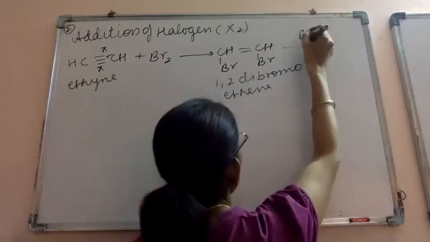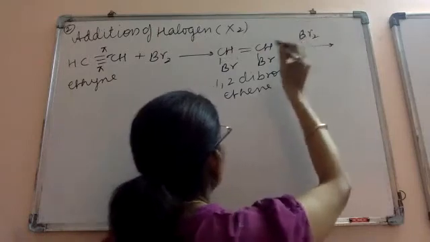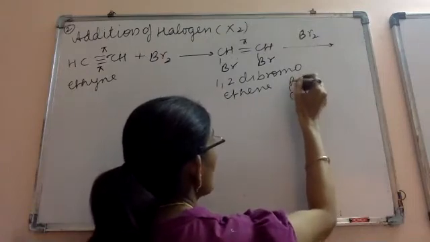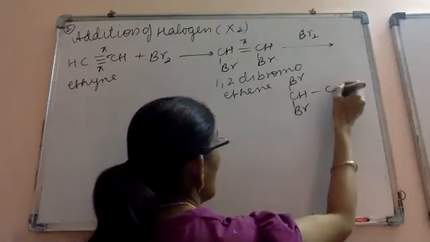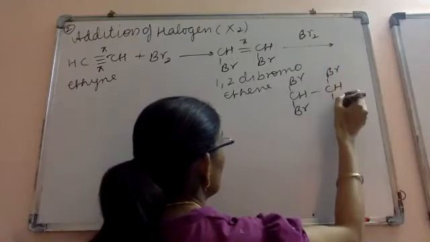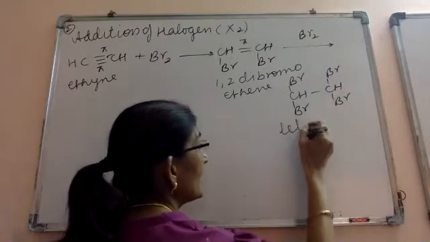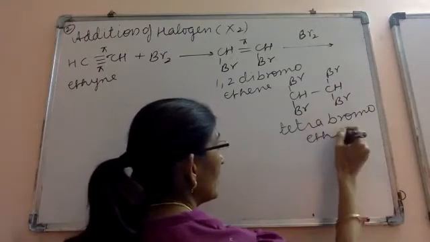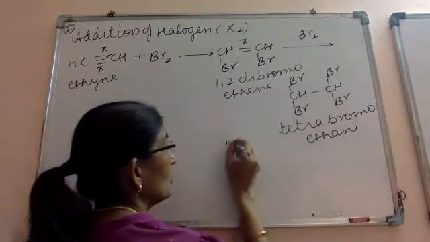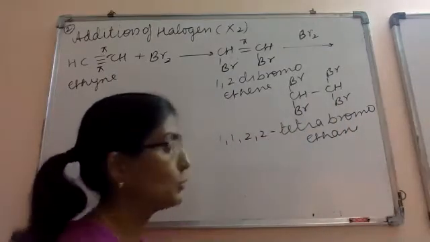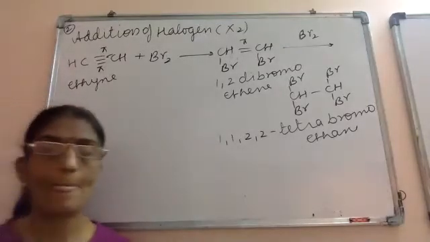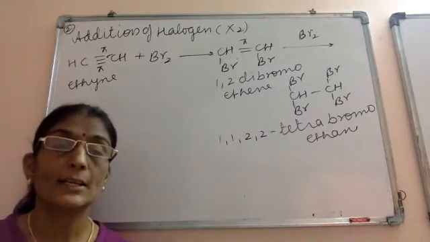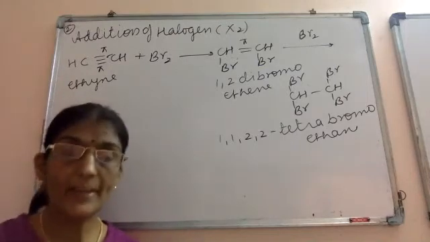Again, one more mole of bromine is added. One Br each will add here. The pi bond will break. What will be formed? CHBr2, CHBr2, tetrabromoethane. Tetrabromoethane. It's 1,1,2,2-tetrabromo. Simple addition because the reagent is symmetrical reagent.